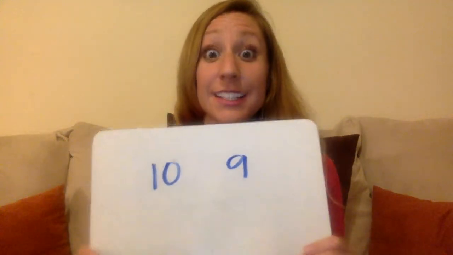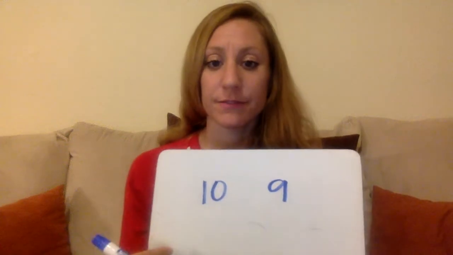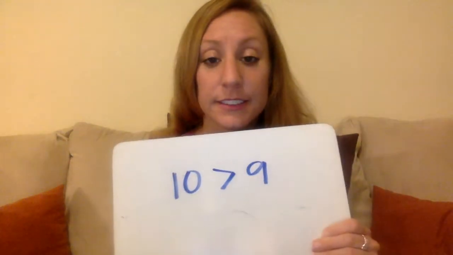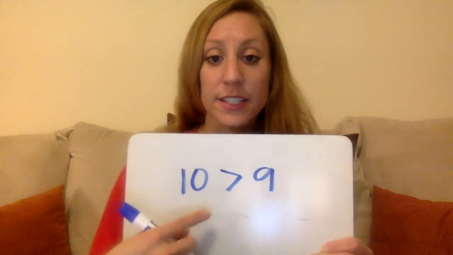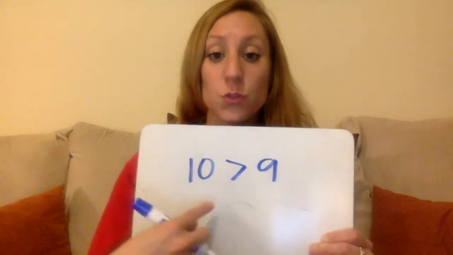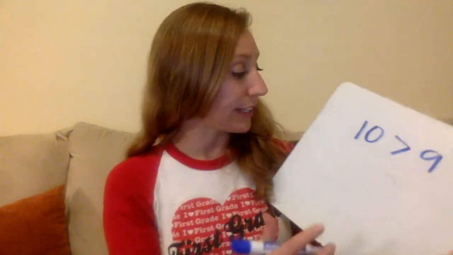Okay, let's do some greater than, less than, equal to. We can use words or symbols for this. So let's start a little bit basic and clear. We'll start there. So 10 something 9. Is 10 more, less, or the same as 9? 10 is greater than 9. It's more than 9. So this is the symbol for greater than. 10 is greater than 9. That's how we read it.